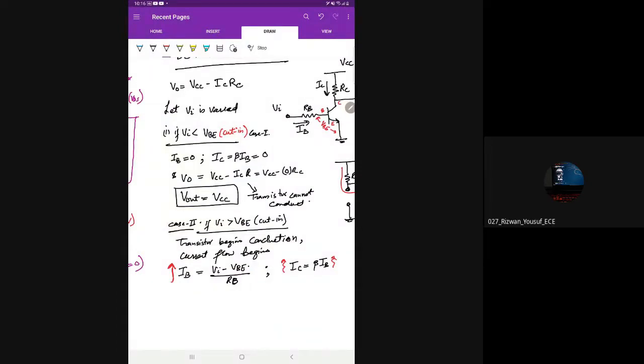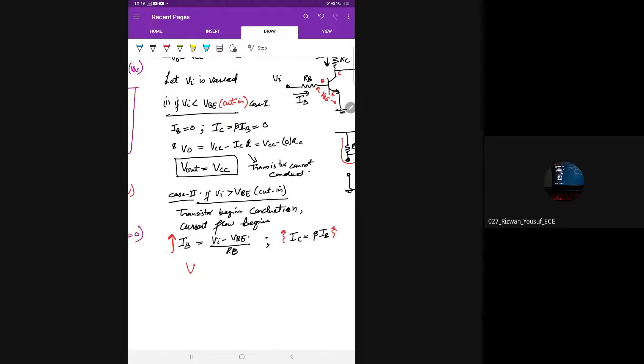And what will happen to V output because of this increase? V output is equal to VCC minus IC RC. Since this term is increasing, it means that V output will overall decrease. So if V input increases, IB will increase, then V output will be decreasing.